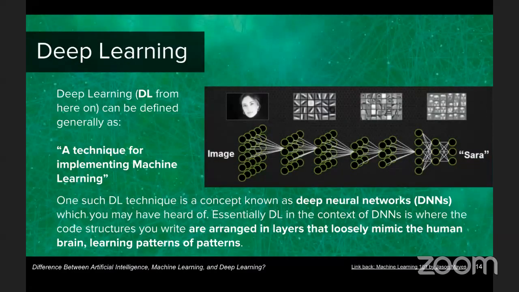So what about deep learning then? Essentially, deep learning is a technique for implementing machine learning that we just spoke about on the previous slide. So this is more like one of the algorithms you can use if you wish. Now, one of these algorithms is known as deep neural networks, which you may or may not have heard of. If not, you will by the end of this presentation. And essentially, DNNs are very loosely arranged to mimic how we believe the human brain to work. Essentially, it's learning patterns of patterns, okay? And we'll get into that in more detail in just a bit.